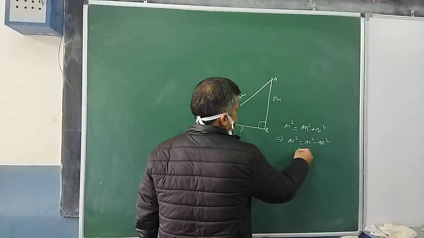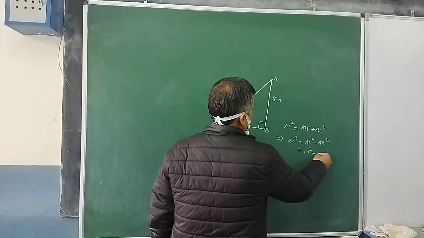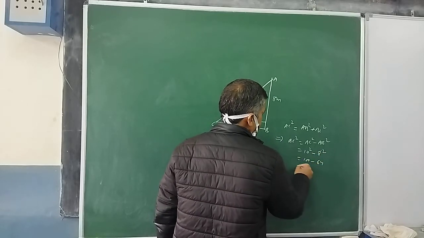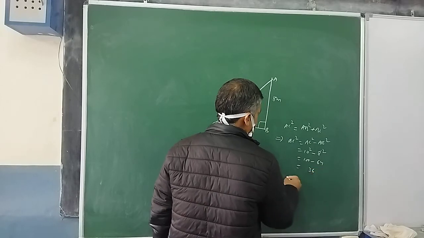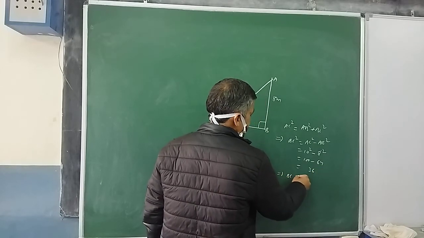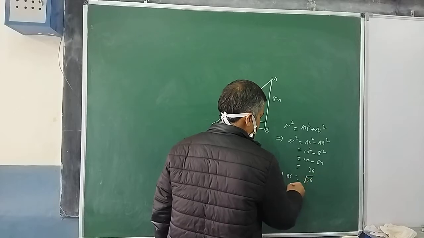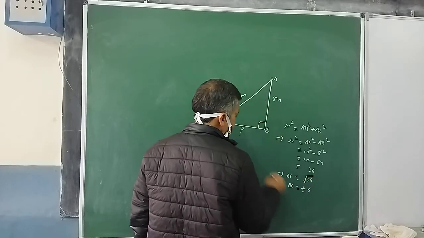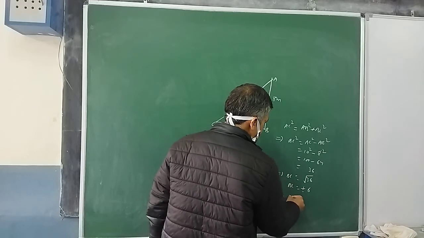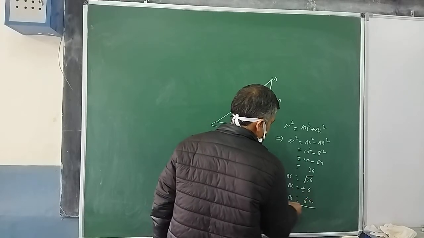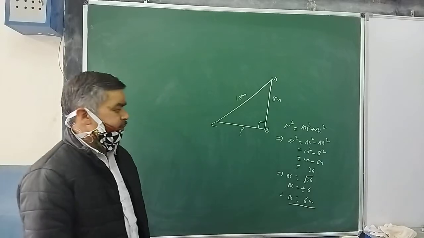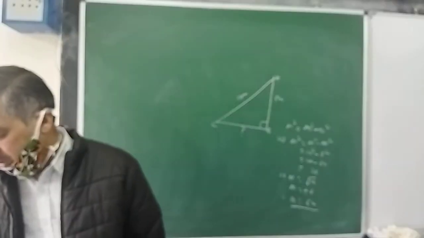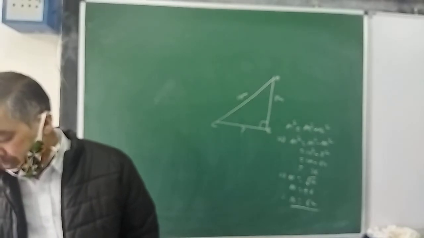Then you substitute the values: 10 square minus 8 square. This is 100 minus 64, giving a value equal to 36. So this makes BC equal to root 36, that is plus minus 6, but the length can never be negative. Therefore BC is equal to 6 meter. You can write the answer. It is just a 1 or 2 mark question, you can make a note of that, not that much difficult.